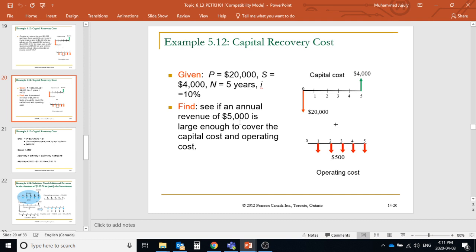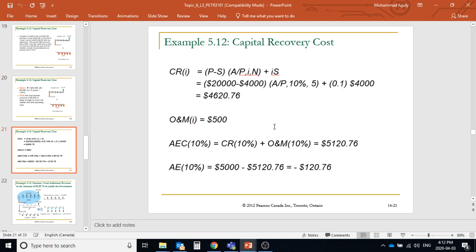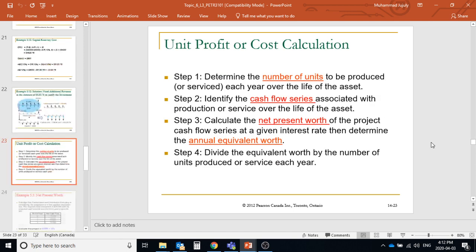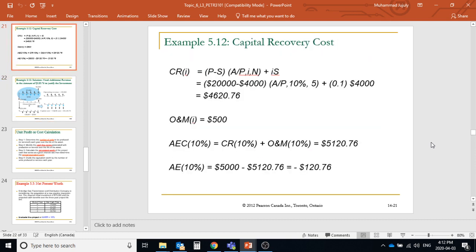Now what is the annual equivalence? If the annual revenue is 5,000 or large enough, right? If our baseline is 5,000, we substitute it and we find this is a negative value. That means the project is not viable. So how can we justify these things? This is the cash flow diagram. We can see how the cash flow diagram works. So this is the problem actually working.